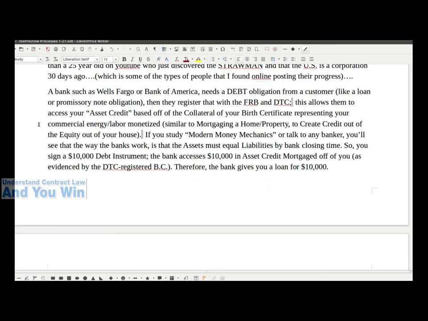So the government does the same system with its citizens. And that's why, if you want to be free, or you want your kids to be free, don't opt to get birth certificates. Don't fill out the form. Don't answer the question, oh, what do you want to name your baby? Don't talk to them.